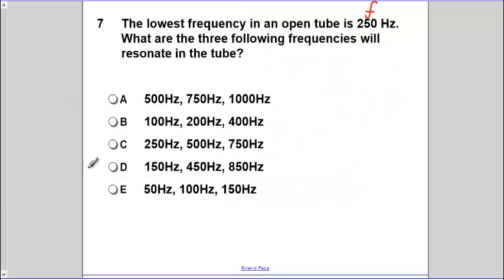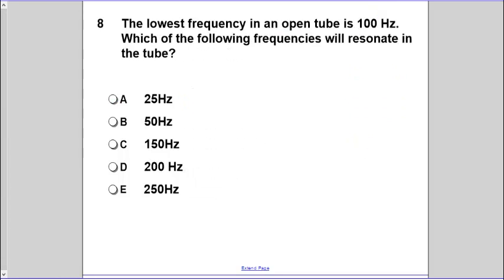So let's look here. If they state that F is 250, what will 2F be? That's going to be 500. So 2F will be 500. What is 3F? 750, which is 3 times the original value. What is 4F? 4 times 250 is 1,000, so A is the correct answer. I want to remind you that tubes with open ends at both ends will resonate at F, 2F, 3F, and 4F. Guaranteed the next question is going to be one closed end.